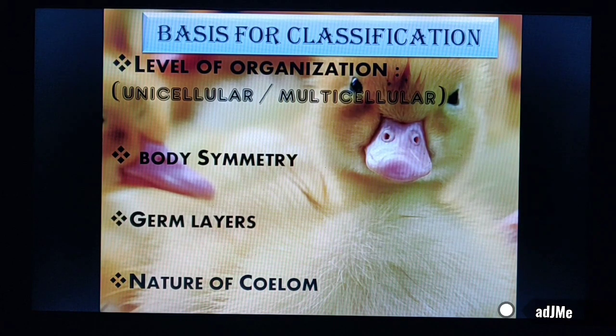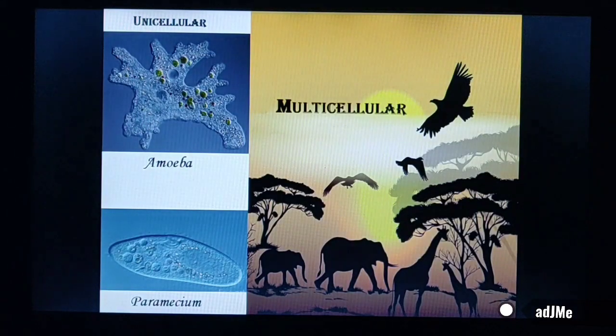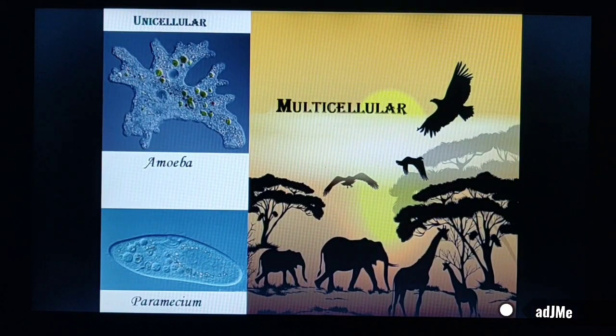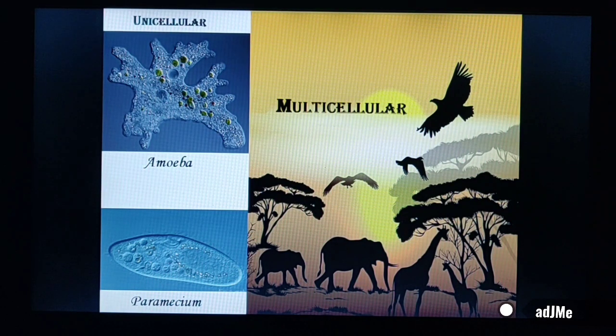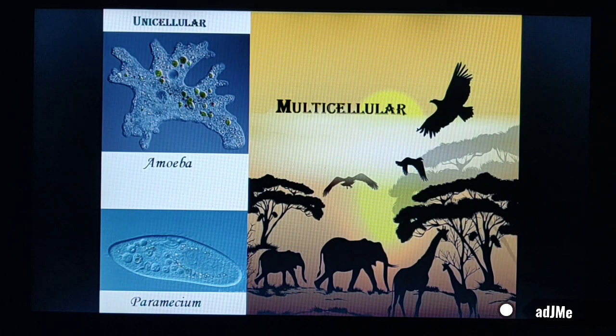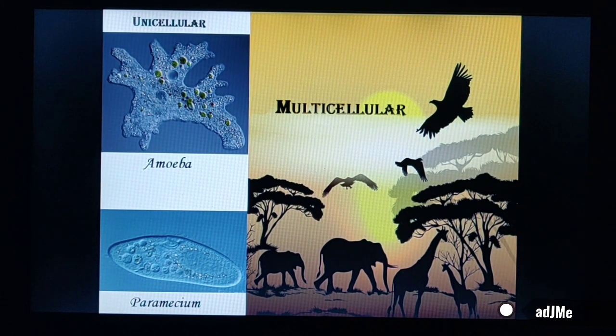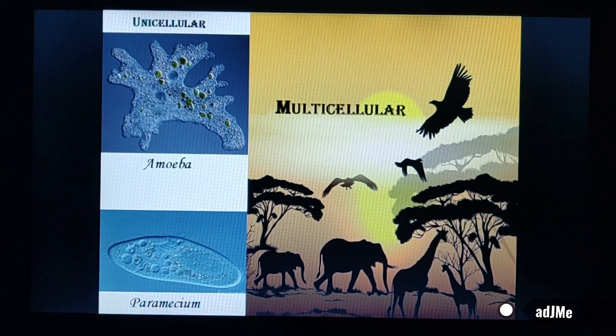So based on that, we have this organization as unicellular organization and multicellular organization. An example for unicellular is amoeba, a single celled animal. Similarly, another example of a unicellular animal is paramecium. On your left hand side you find amoeba and paramecium. These two are examples of unicellular animals.